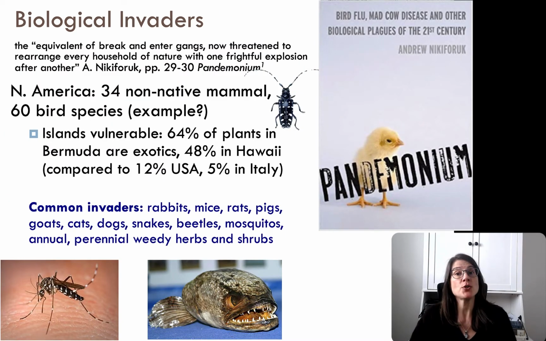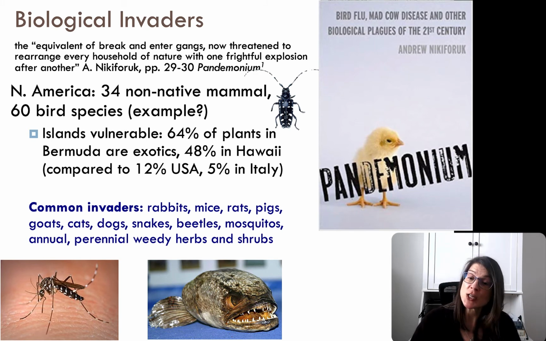To quote Andrew Nikiforuk, famous Albertan journalist and author of the book Pandemonium, biological invaders are the equivalent of break-and-enter gangs threatening to rearrange every household of nature with one frightful explosion after another. And he's using the language of Charles Elton, the famous invader biologist who started writing and thinking about invasive species in the last century. This idea of explosions.